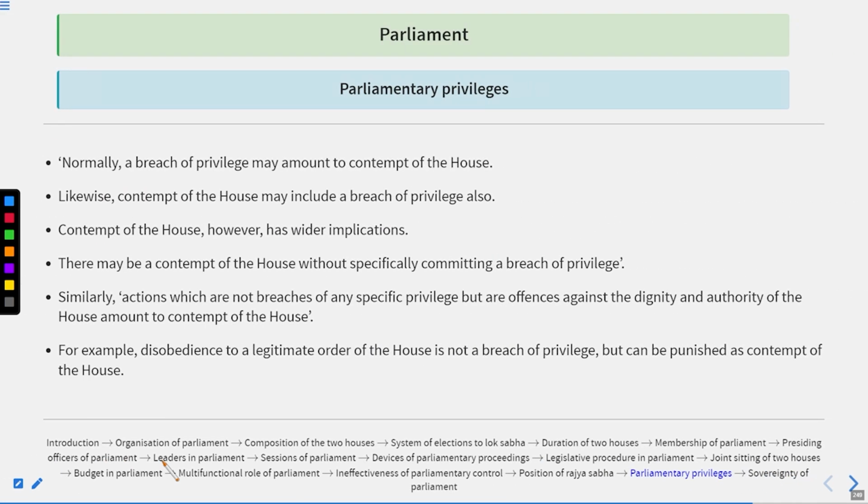Basically, a breach of privilege may amount to the contempt of the house. Likewise, contempt of the house may include a breach of privilege also. So we can say the contempt of the house is broader in comparison with the breach of privilege. They both have different meanings. Got it?